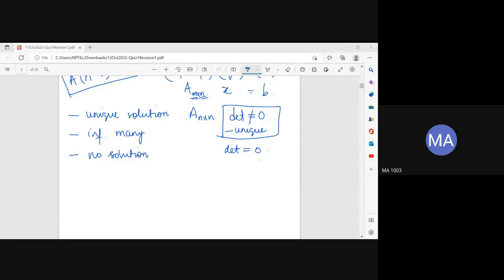How do you find a solution? How do you solve for the solutions? Excuse me, ma'am. Sorry to interrupt. By Gaussian elimination. Yeah, we can do that.